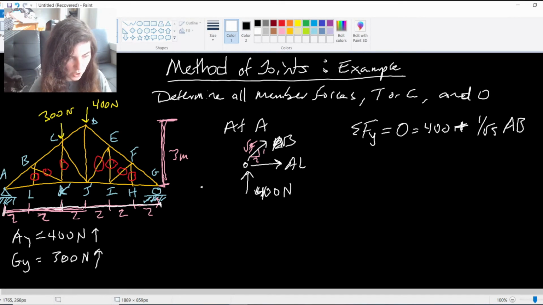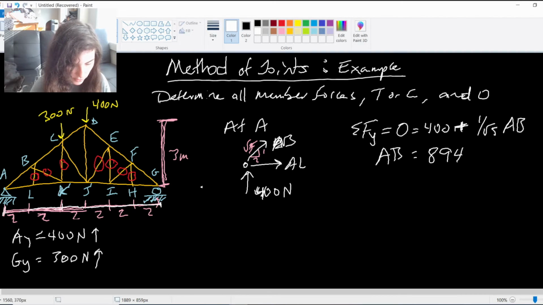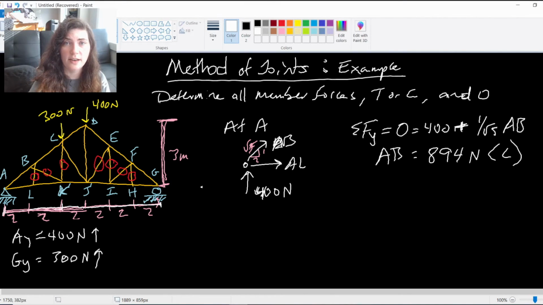Here I have 1 over square root 5 AB, which means my assumed direction is wrong. When I do this math, I get AB is a negative 894 newtons, which means that it is not acting in tension. The force is not pointing away from the joint, it's actually pointing towards the joint. So 894 newtons in compression, which is going to affect the way that I solve my x equilibrium equation.